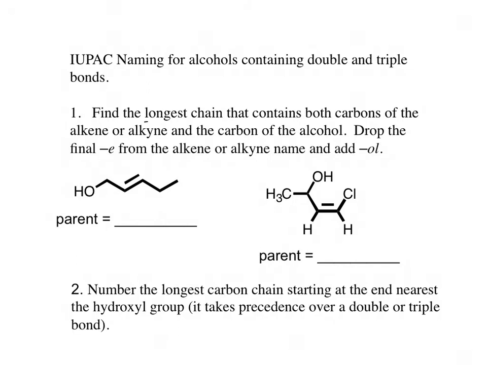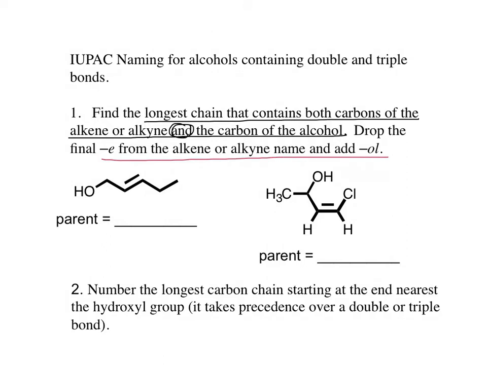So in other words, we want the longest chain that contains both carbons of the alkene or the alkyne and the carbon of the alcohol. You want to try to get as many functional groups as you can. We're going to, as usual, drop the final E from the alkene or the alkyne name, and we're going to add OL. So it's very similar to what we've been doing. We're going to have our parent, and then we're going to drop the E and add OL.